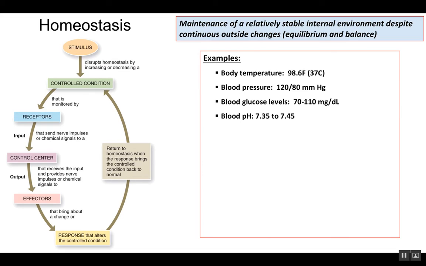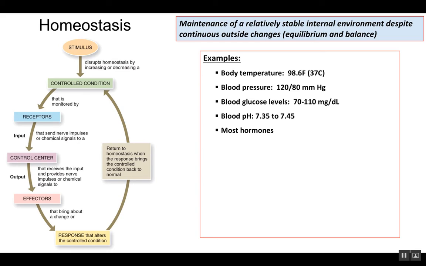Another example, pH. This is the pH of your blood, 7.35 to 7.45. We'll talk a little more about pH when we get to chemistry in the next unit. But that's the range that our blood should be. If it gets too high, that's not good. Enzymes don't work at that higher pH or a low pH. So we need to have measures in place to maintain blood pH.